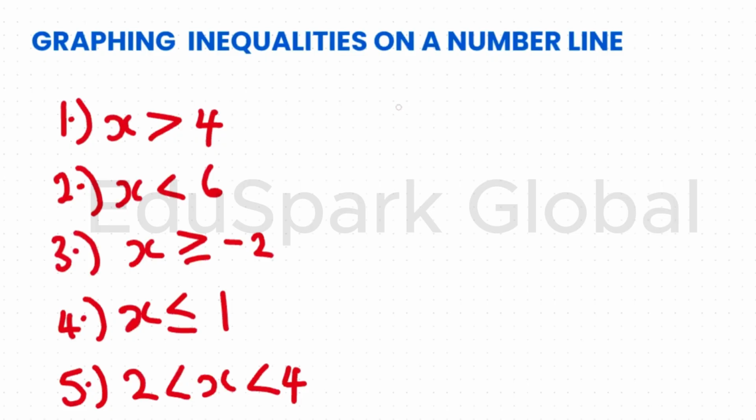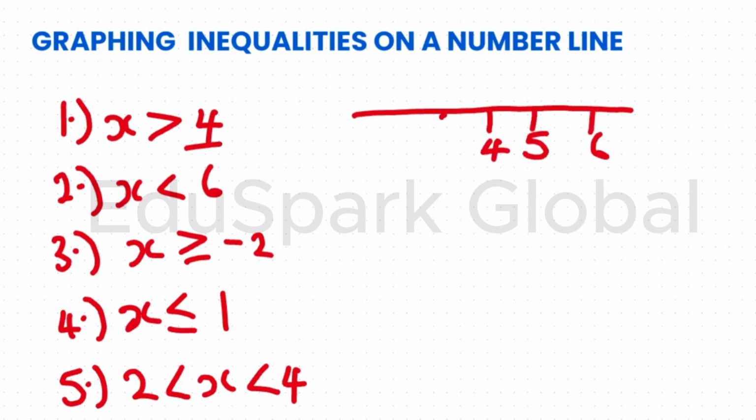So for the first question, we're going to draw the number line. Because the figure we are looking at is 4, we're going to start with 4. Then let's place two numbers in front of 4 and also two numbers at the back of 4. Remember, you can have more numbers, okay?